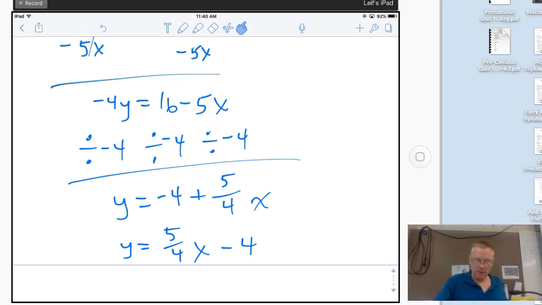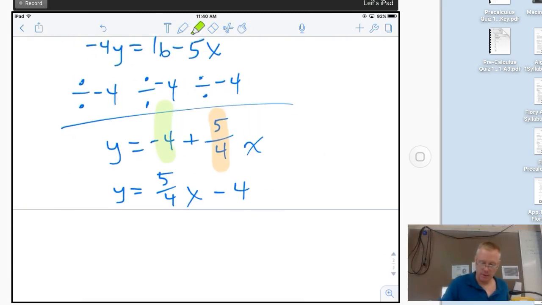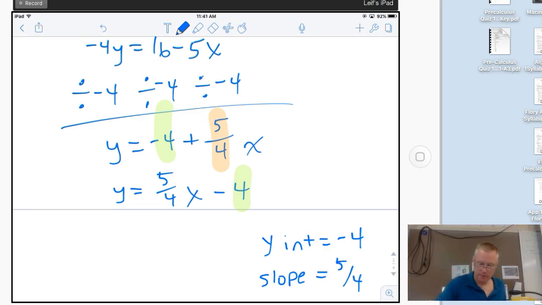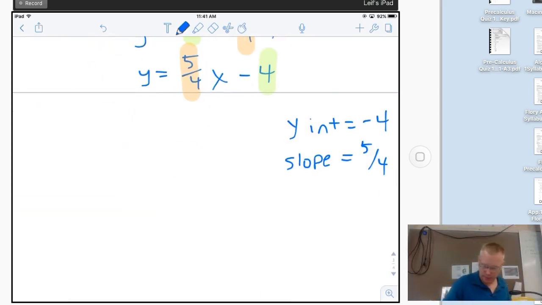What is important is that you know that that's the slope and the negative 4 is the y-intercept. So it doesn't matter which way I write it. The negative 4 is the y-intercept, and the slope is 5/4. The order doesn't matter so much. Whatever's in front of the x is the slope. That's a big one, and it's important that you can do that.